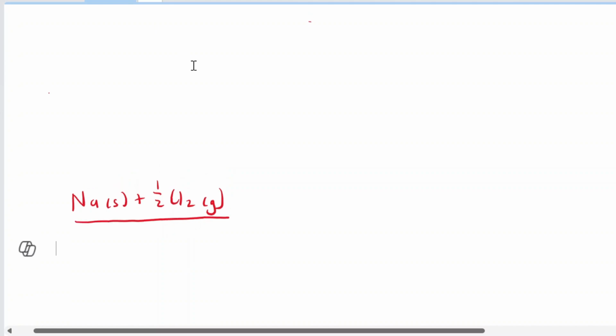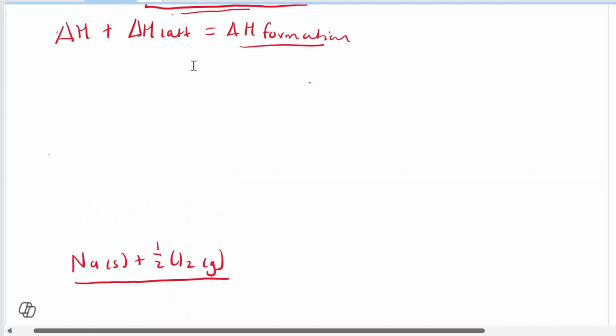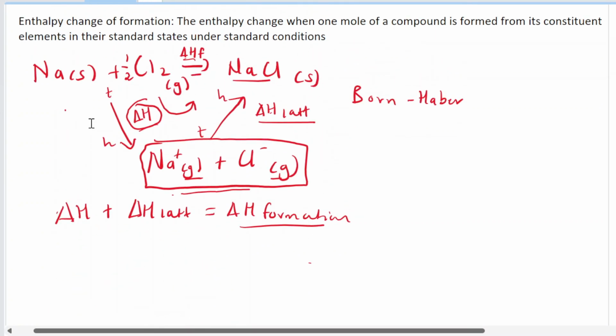Okay, let's actually draw the Born-Haber cycle for NaCl. Now, your first step is to write the reactants of the reaction. So remember we had Na as a solid plus half Cl2, which was a gas, right? So these were the reactants of the equation. Now, from the reactants, look at what change happened.